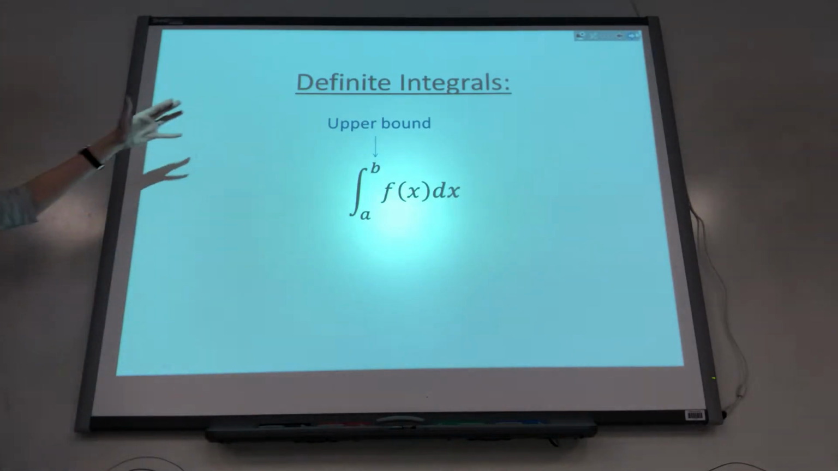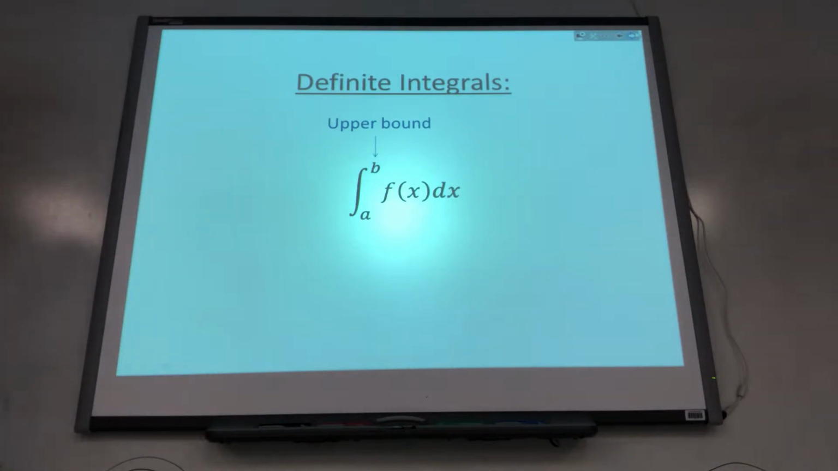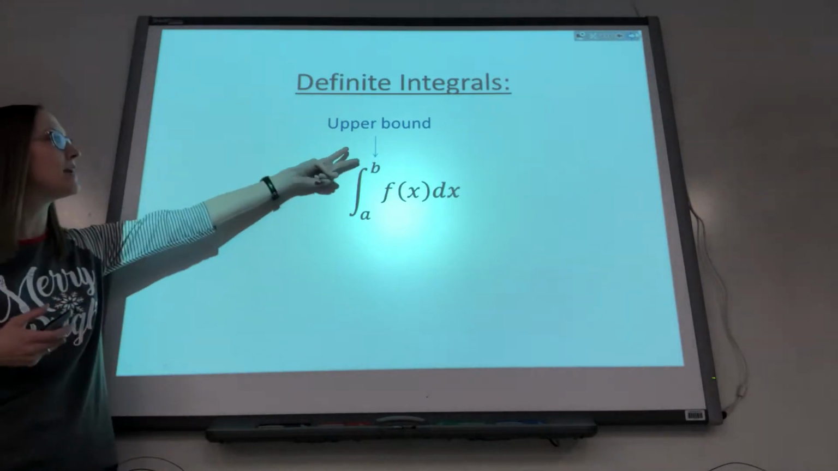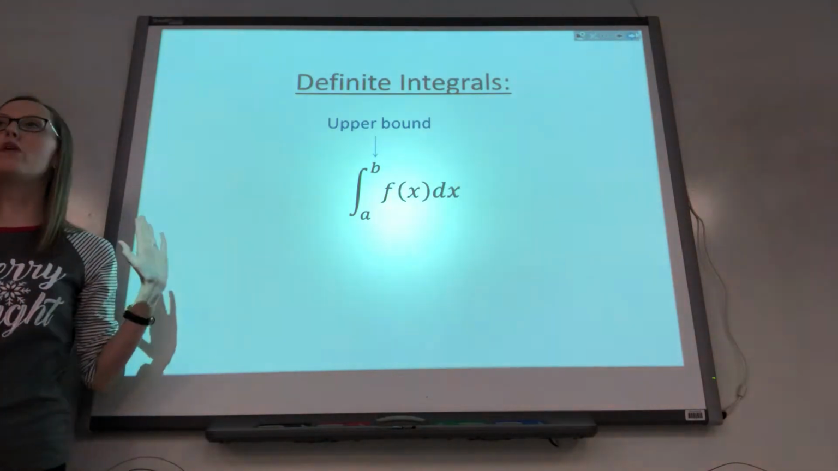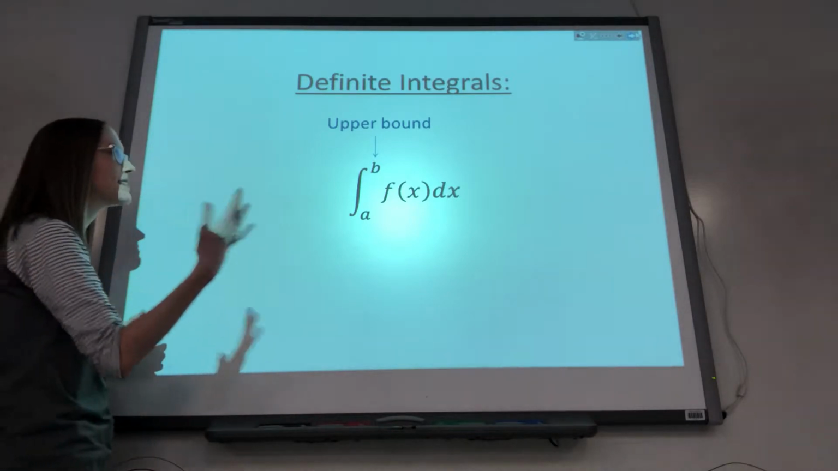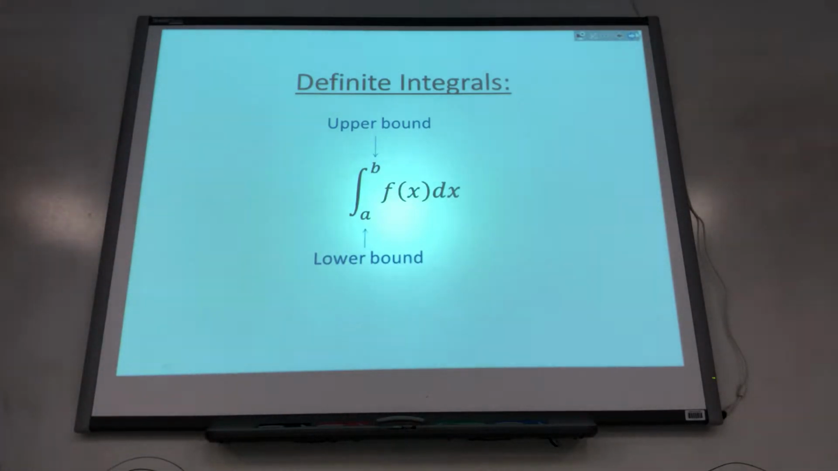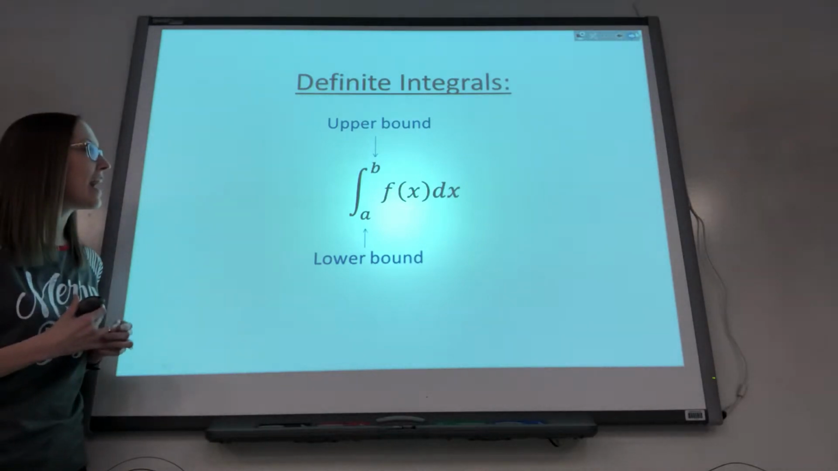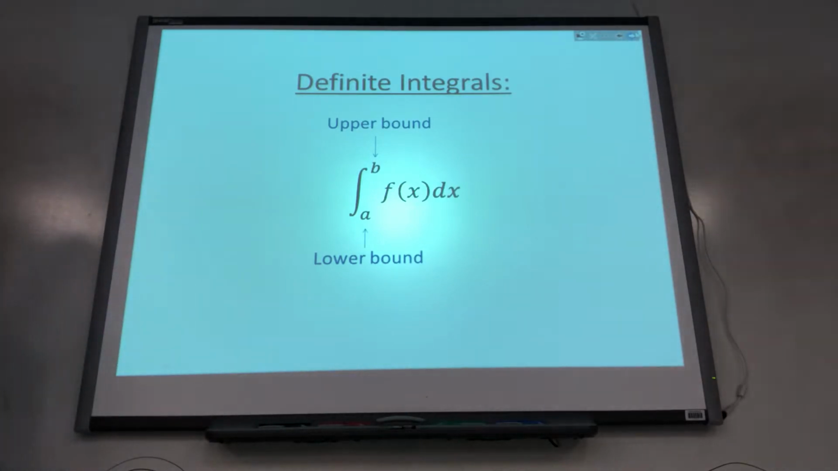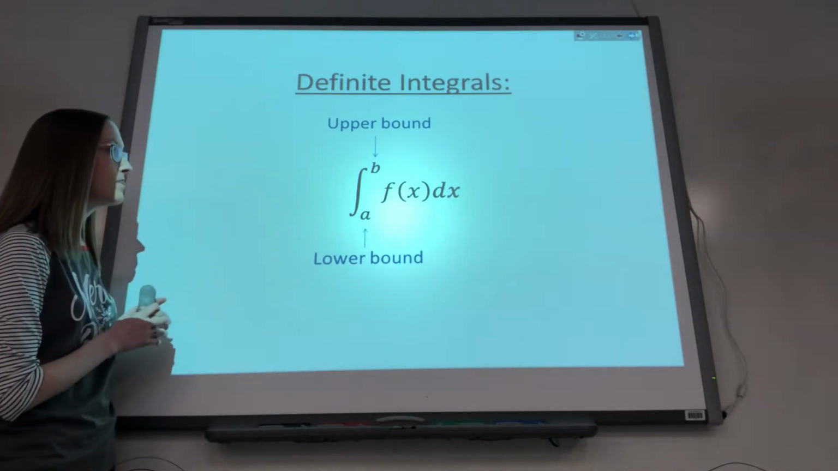So first of all, the B is called the upper bound. And that is basically going to be the biggest value of x in your interval, or the biggest value of x that you're going to be integrating with. So that means the A down there at the bottom is going to be the lower bound. So again, that's kind of like your smaller x value.